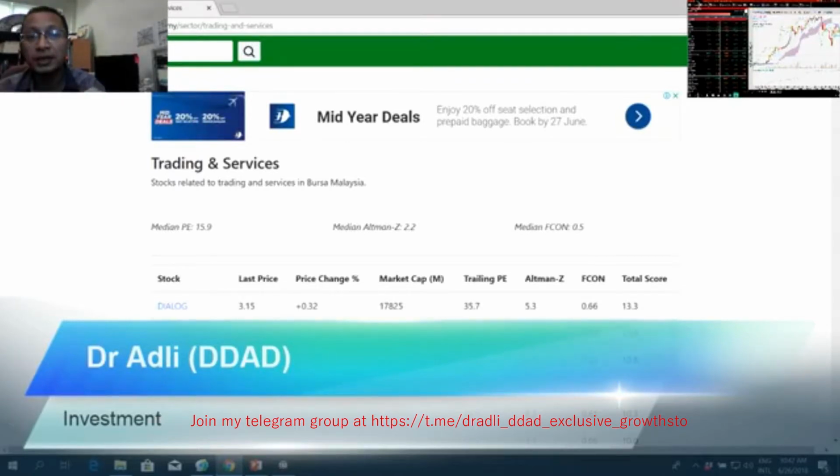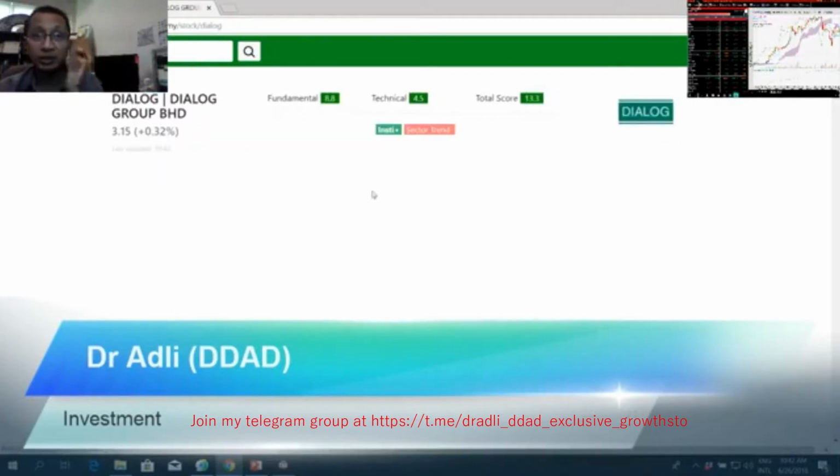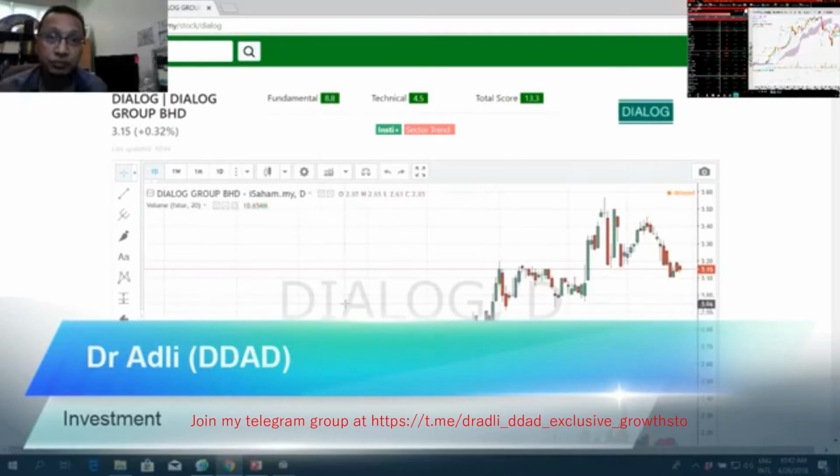That is if you are looking at the C for the EIC just now. For the company you have to look at two things: the fundamental and also the technical part. The fundamental is the strength of the company. Basically it has a very strong fundamental here, 8.8. Technical is about 4.5, and that's why you have a score of 30.3, right?